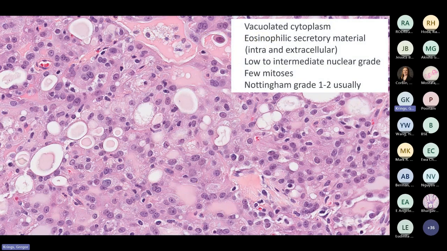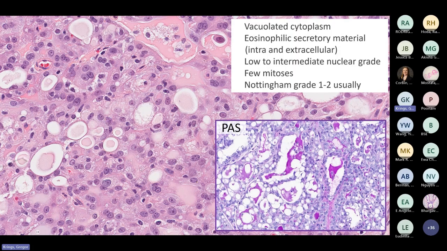This shows the characteristic histomorphology of secretory carcinomas. These cells are polygonal. They have ample vacuolated cytoplasm. You can see the characteristic eosinophilic secretory material, which is both extracellular and intracellular and can be highlighted by PAS stain. The nuclei of these tumors are typically low grade to intermediate grade, round to oval. They characteristically have these very distinct small nucleoli. There should be no mitotic activity, and overall, these tumors are generally Nottingham grade 1 or 2.